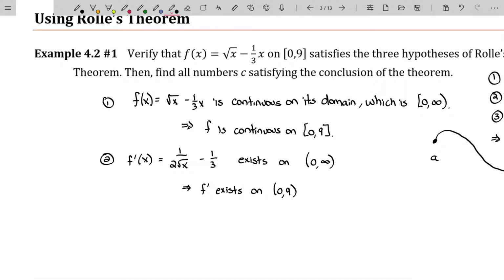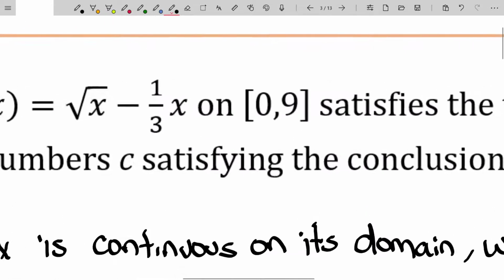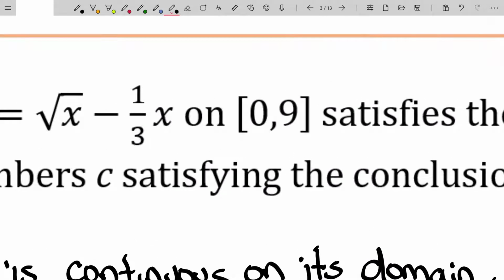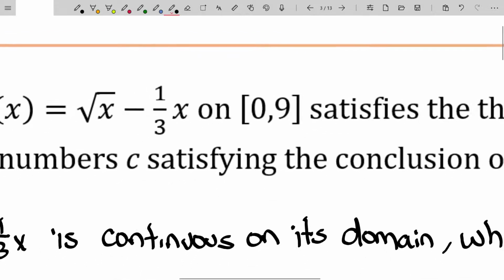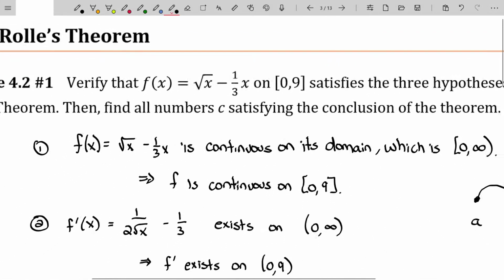It could be differentiable at the edge point too, but that's not necessary for Rolle's theorem. So you really go with the loosest restriction you can. And then finally, third condition. I want to look at these edge points here, 0 and 9. I want to see what the function values are at x equals 0 and x equals 9.